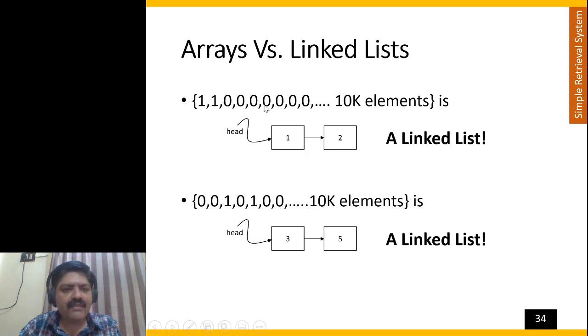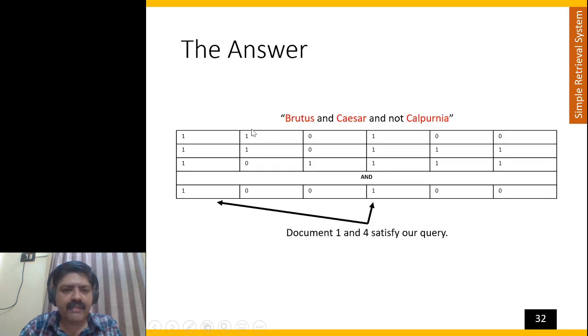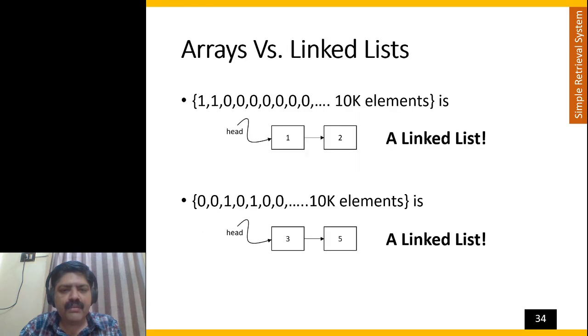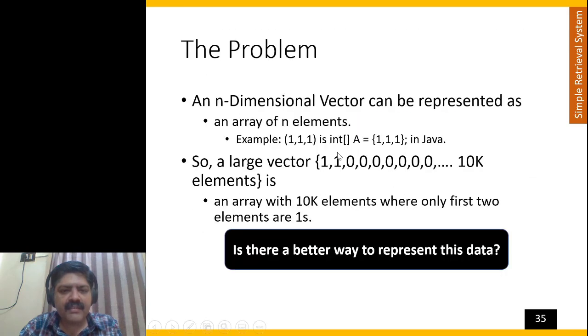two ones followed by all zeros, and let's say there are 10k items. So I'm referring to a row like this where I have two ones followed by loads of zeros, let's say 10,000 of them. What do I do if I were to store it as an array? It would look something like this in Java. So I say an array A with 1 1 1 1 1 0 0 0 0 0 and so on.